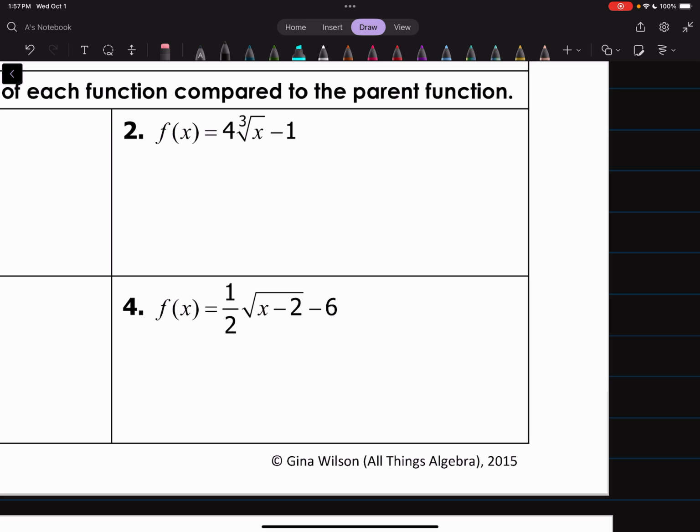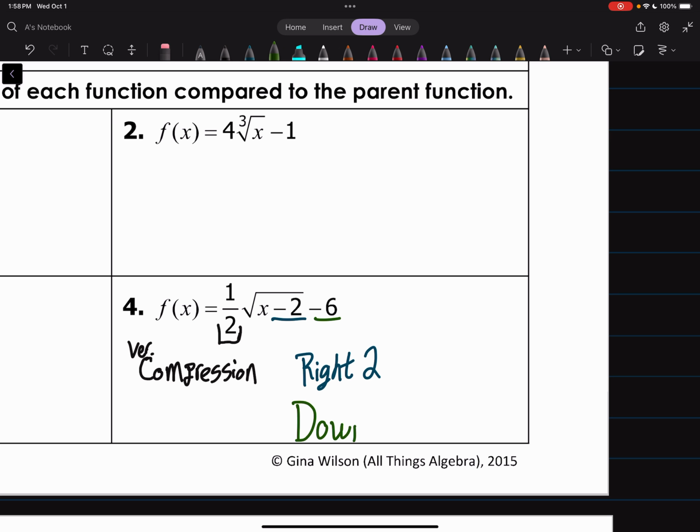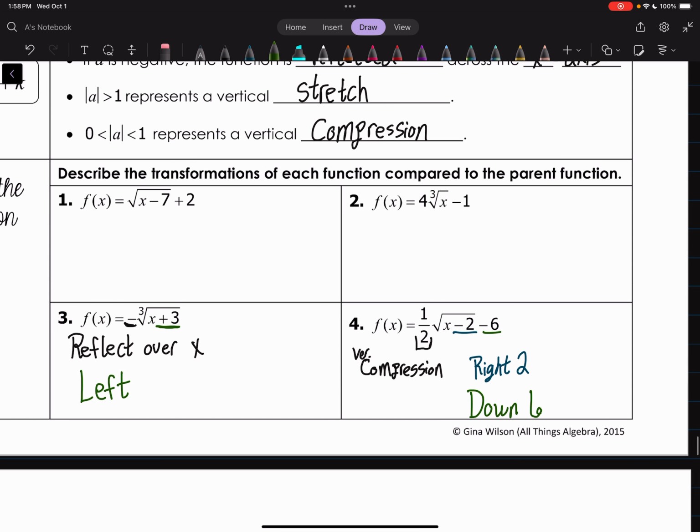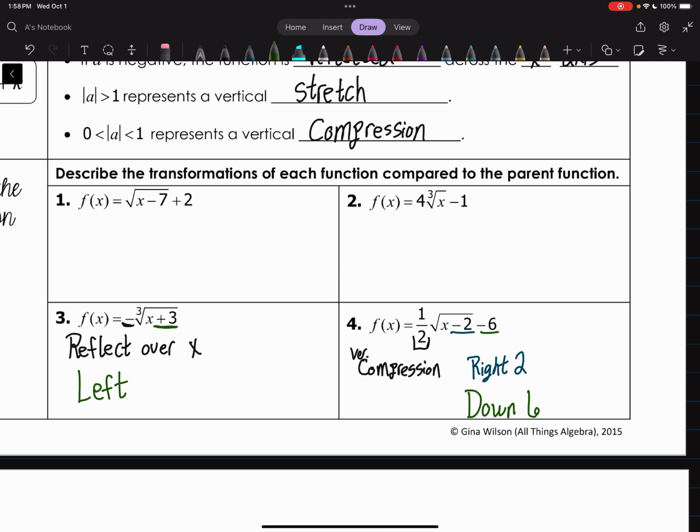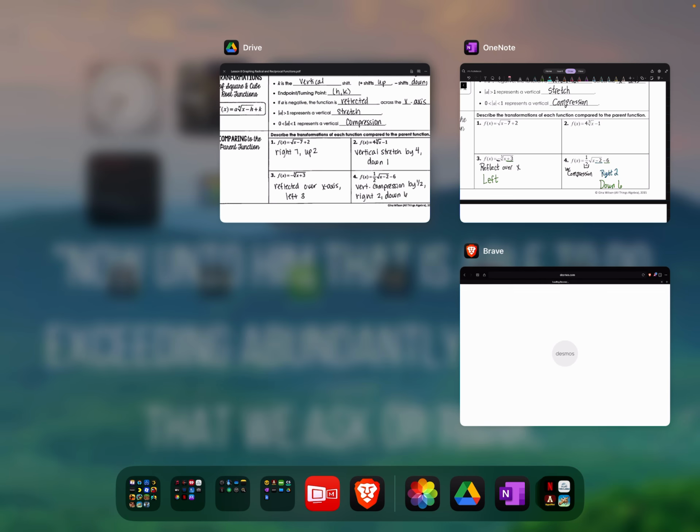Number 4, the 1/2 is an a value. This is in between 0 and 1, therefore this is a compression. Vertical, but compression. I have a minus 2 under the radical. This is right 2. And I have a minus 6 on the outside, which is down 6 units. Okay. Pause it, try 1 and 2. Now here's your answers.